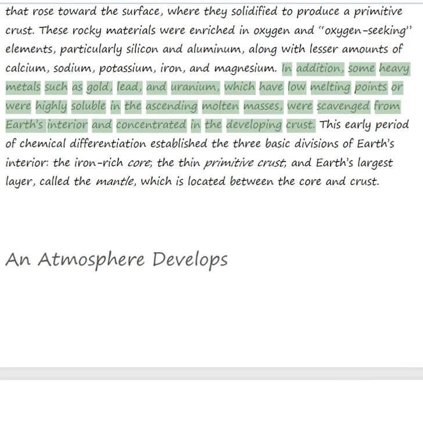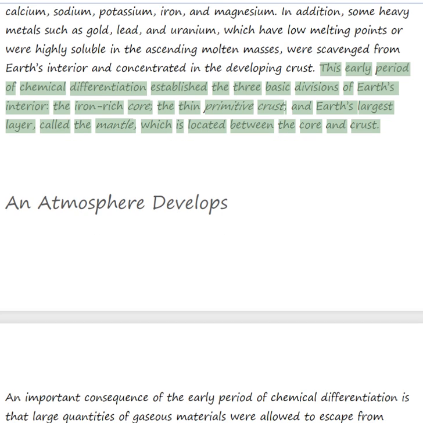In addition, some heavy metals such as gold, lead, and uranium, which have low melting points or were highly soluble in the ascending molten masses, were scavenged from Earth's interior and concentrated in the developing crust. This early period of chemical differentiation established the three basic divisions of Earth's interior: the iron-rich core, the thin primitive crust, and Earth's largest layer, called the mantle, which is located between the core and crust.